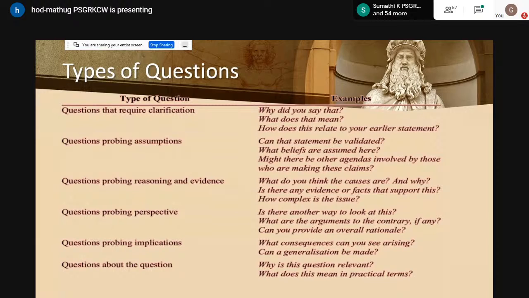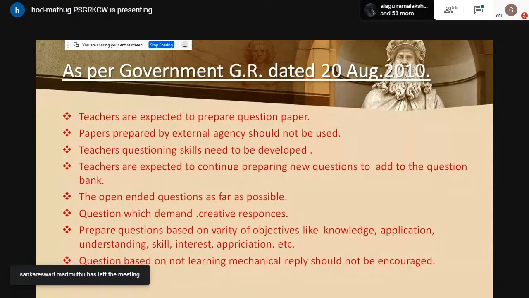Then questions about the question itself. Is this question relevant? What does this mean in practical terms? So irrelevant questions should not be asked. And saying, "Teaching is my job only; question paper setting is not my job."